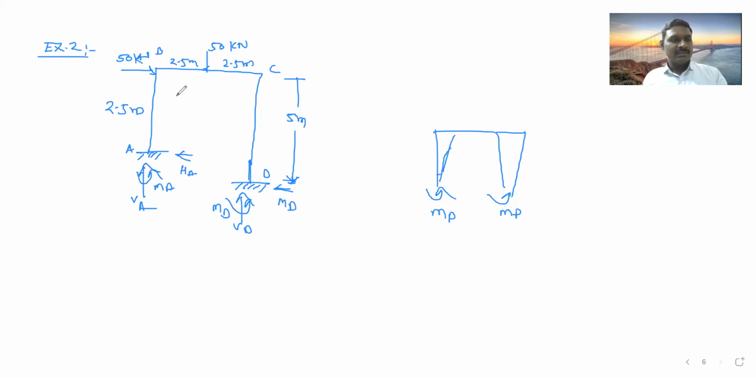Any difficulty, anyone, regarding these moments? No, sir. Only this moment we have to consider at A and D. The rest of the procedure is the same, you have to follow.